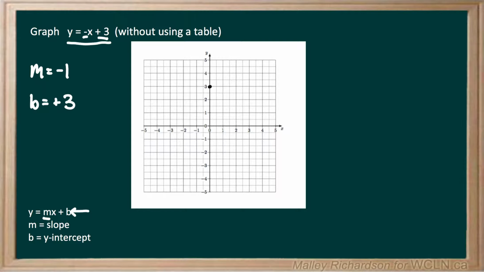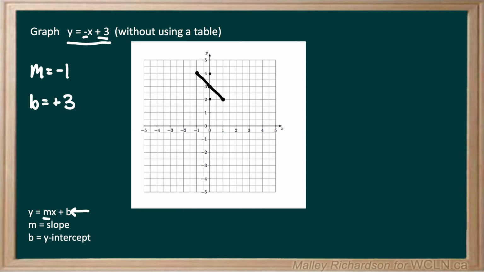So negative 1 means that we can move up 1 and to the left 1, or we can move down 1 and to the right 1. So let's start with moving up 1 and to the left 1. So we move up once and then to the left, so our next spot is going to be right here, and then we can connect our line. Or, as I said before, we can move down 1 and to the right 1. So our third spot is going to be right down here, and then we can connect our line.